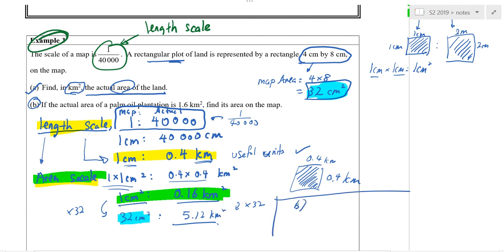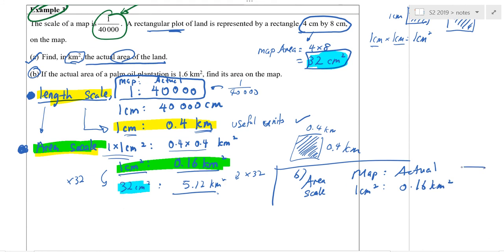Now, question B. Either I will use my length scale or I use my area scale. Can you suggest which one I should use? Area scale. So can you write down area scale? Map is to actual is 1 cm square is to 0.16 km square. Any questions about these two statements? No. Next question. The actual ground is 1.6 km square. Means I will write under the map or under the actual? Actual. So 1.6 km square.